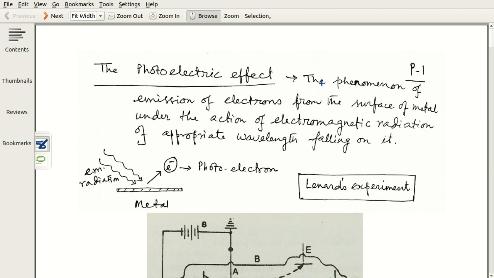Dear students, today's topic is the photoelectric effect, which is when light, electromagnetic radiation, falls on a metal strip, then due to the interaction of this radiation with matter, some electrons are ejected. These electrons are known as photoelectrons. This is a metal surface, and the electrons that came out of the surface due to the effect of light are known as photoelectrons.